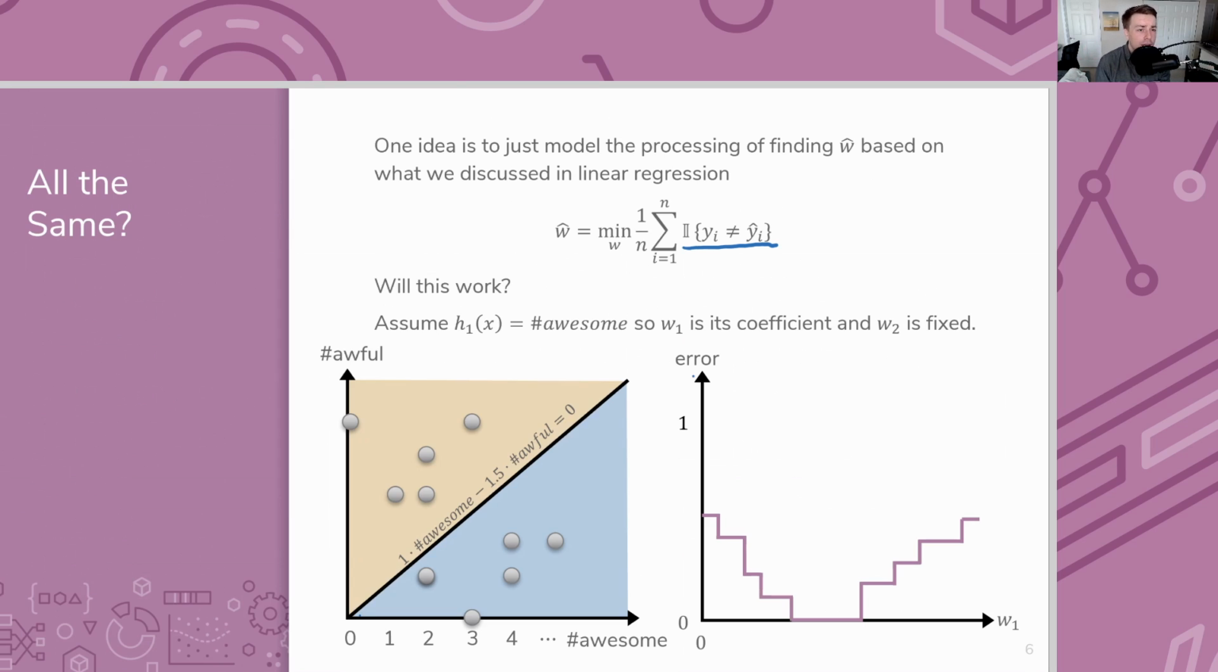Well, let's look at some particular settings of W1. So for example, if I set W1 to be exactly 0, that corresponds to the setting of W1 down here. And then we have some high error.